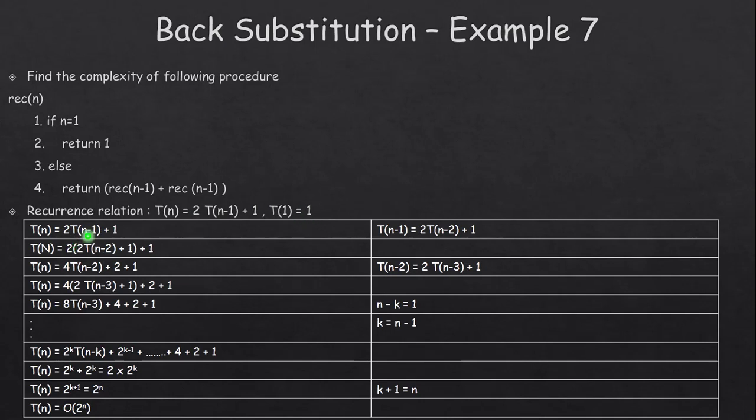So the same procedure is applied here. Some terms are found by substituting, after that I am just generalizing. So it will terminate when n minus k equal to 1, and at that time k equal to n minus 1. So the same procedure as in the earlier example is applied here. In the end I will get the complexity as O of 2 raised to n. So this is all about back substitution. Thank you.